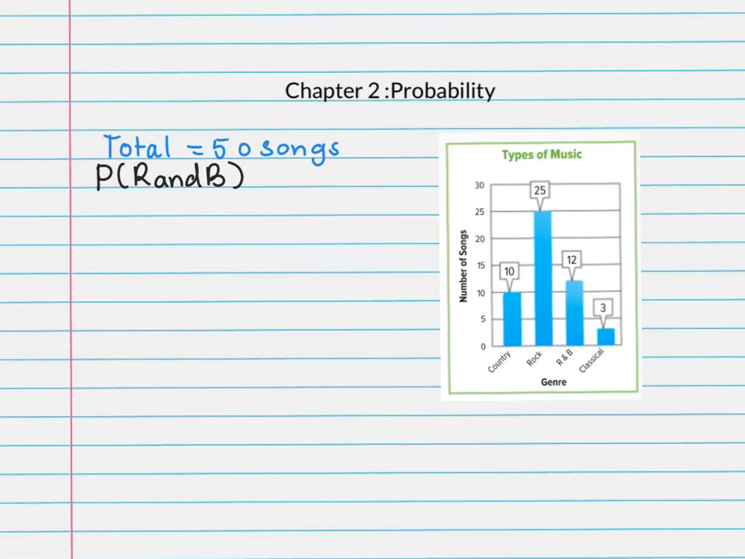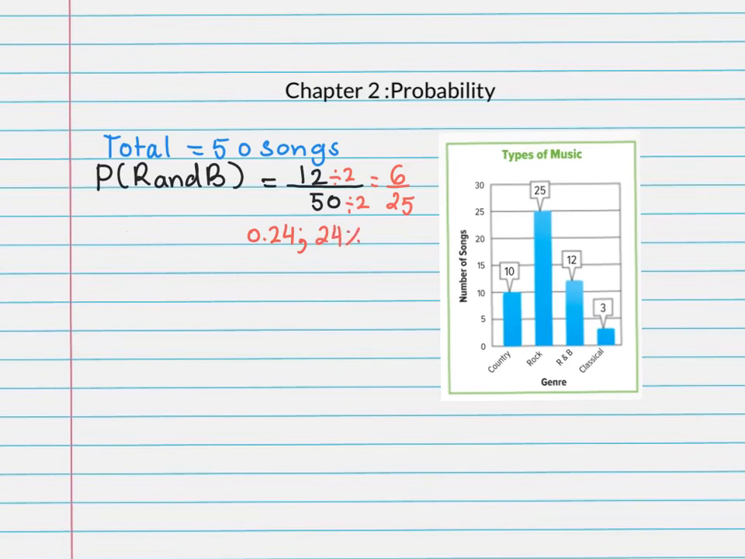Now the probability of R&B is going to be equal to a fraction where the denominator is 50 and the numerator is 12. If we have a possibility of simplifying, we simplify. We can divide by 2 to get a fraction of 6 out of 25, and it is as a decimal 0.24 and as a percentage 24%.